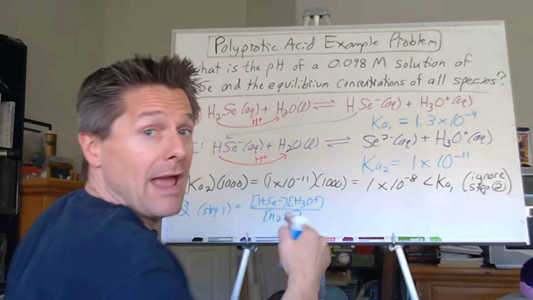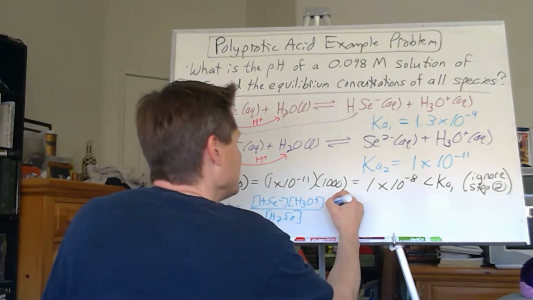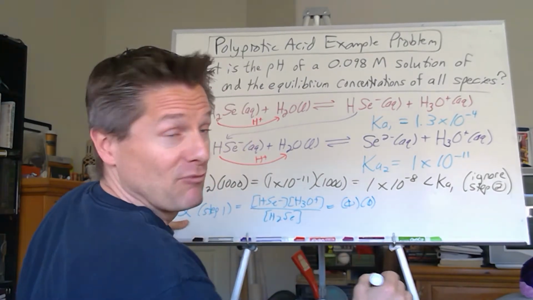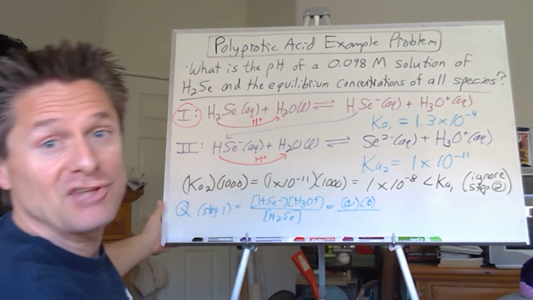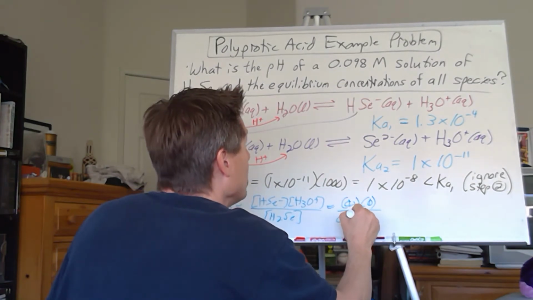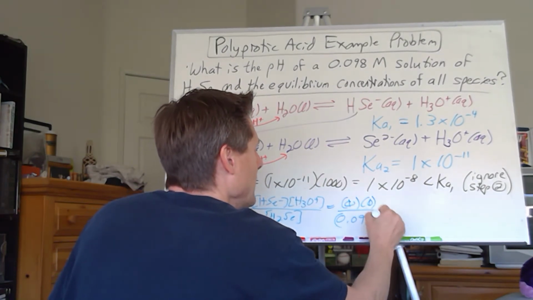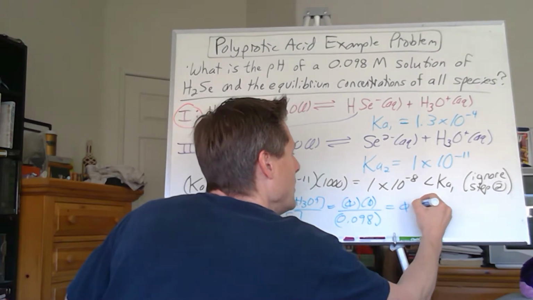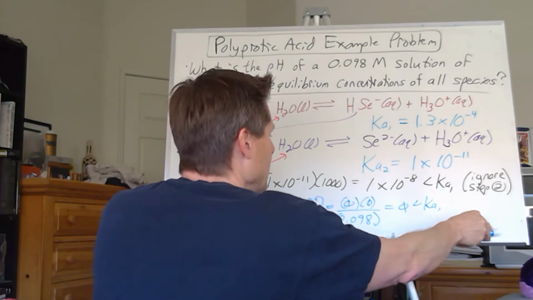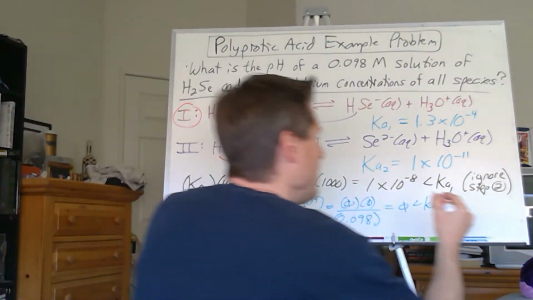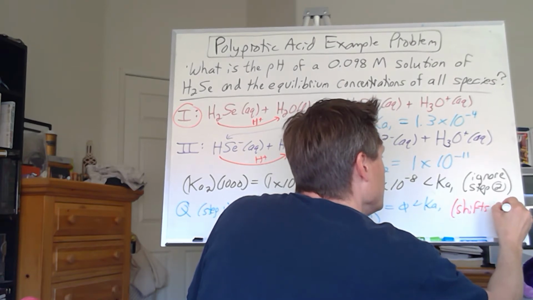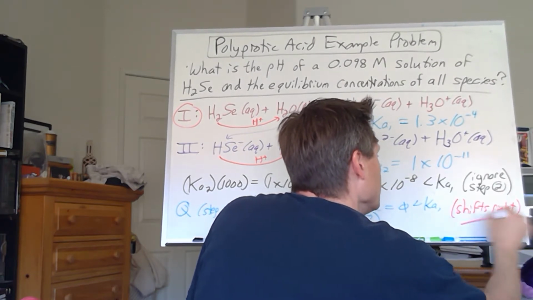These are going to be 0. If I don't give you the starting amount, we're assuming it's 0, so that will be 0 times 0. Have you seen this before? Almost every single type 3 problem. The original H2Se was 0.098. Of course, that's going to be equal to 0, which is less than Ka1. That means Q is less than K, so this is going to shift to the right, my friends.